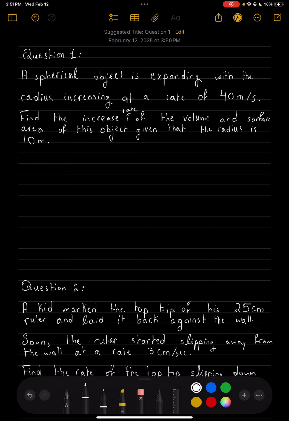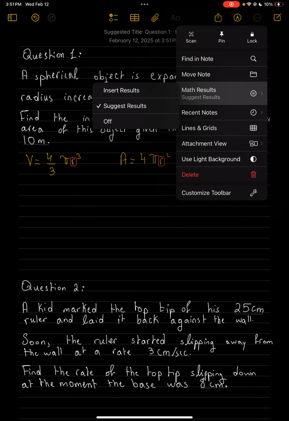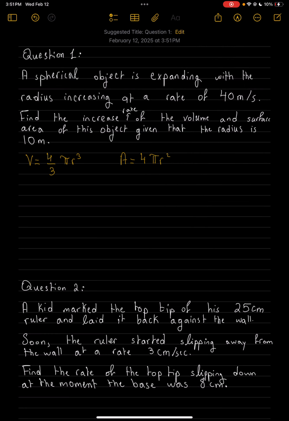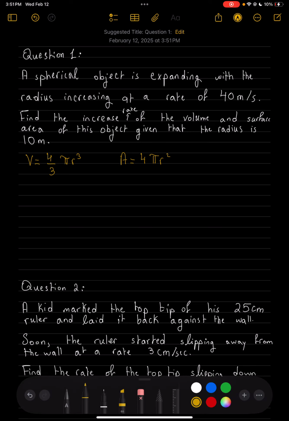Now, the first thing that you have to understand is that the volume has a formula of 4 over 3 pi r cubed, and the surface area has a formula of pi r squared. All right, so these two formulas are the main formulas we're going to use to solve this problem. So the first thing that we're going to do is derive both the volume and the surface area to find the rate. So over here, we're going to find the rate of the volume first.